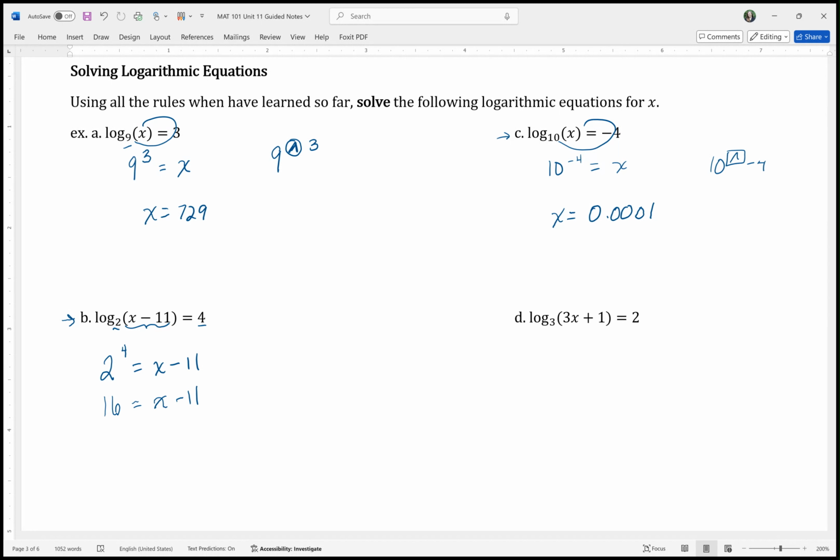We're going to do that the same way we solved linear equations. So plus 11, that's going to be 27 equals x. And so that is my answer there.